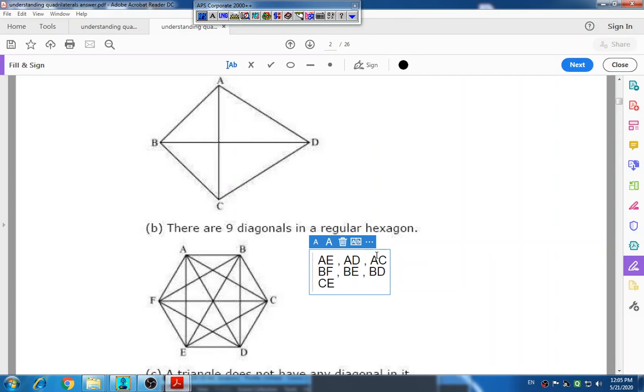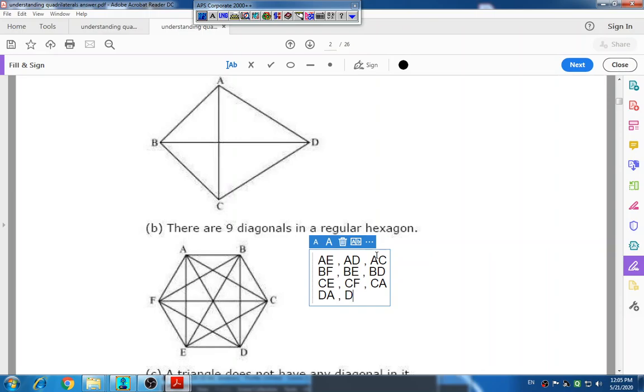From D we get here DA, DB, DF. From E here we get EA, EB, and EC.